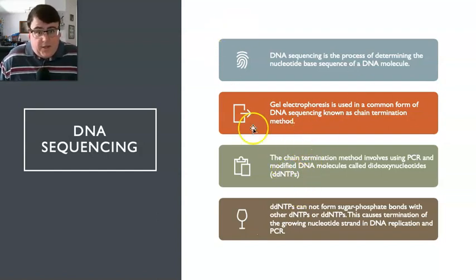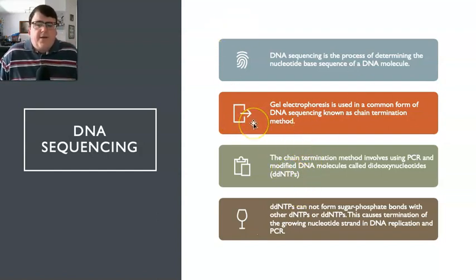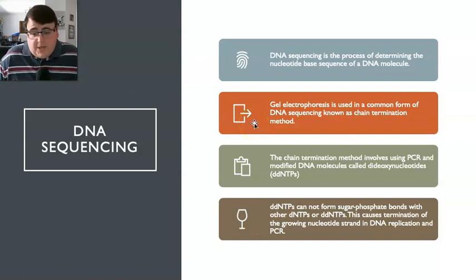So first off, gel electrophoresis is used again. We use this in the chain termination method. Now, the chain termination method uses PCR as well as modified DNA molecules. Remember before we called the DNA nucleotides dNTPs. These modified versions are called ddNTPs. What's special about them is they can't physically form sugar phosphate bonds.